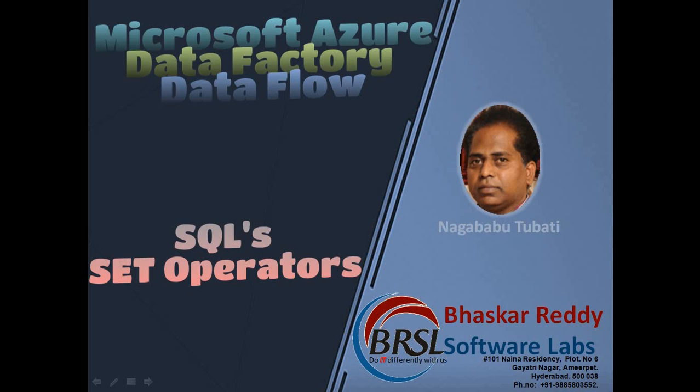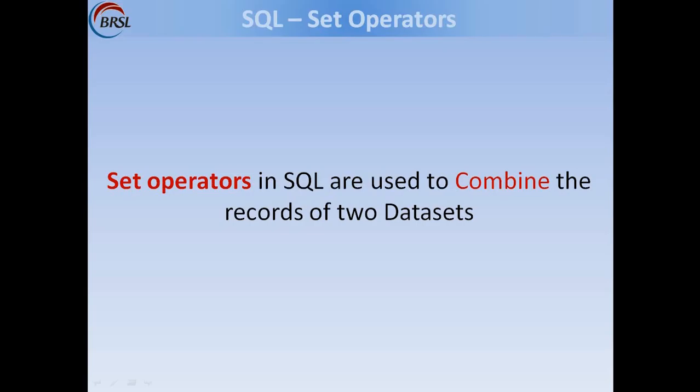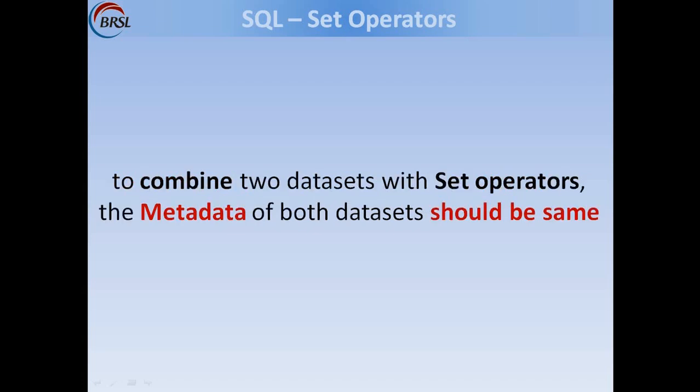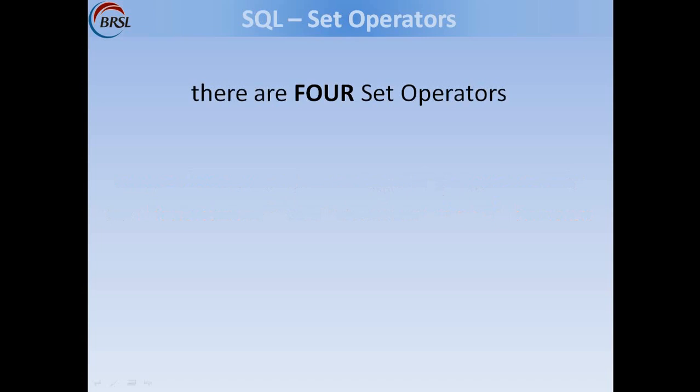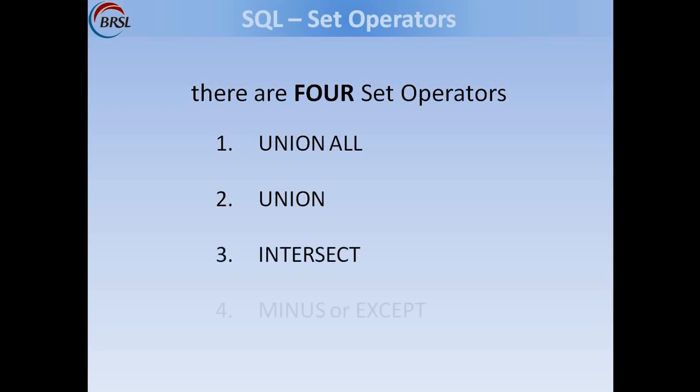In this session, I will demonstrate the implementation of SQL's set operators in Azure Data Factory data flow. Set operators in SQL are used to combine the records of two datasets. In order to combine those datasets, the metadata of those datasets should be same. There are four set operators in SQL. First one is union all, second one union, third one intersect, and fourth one is minus or except.